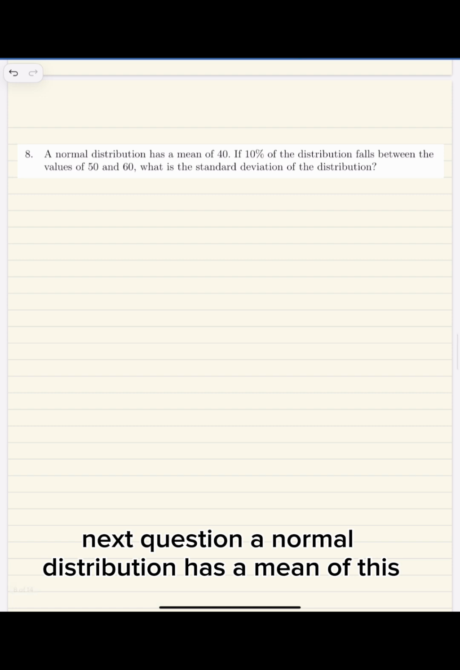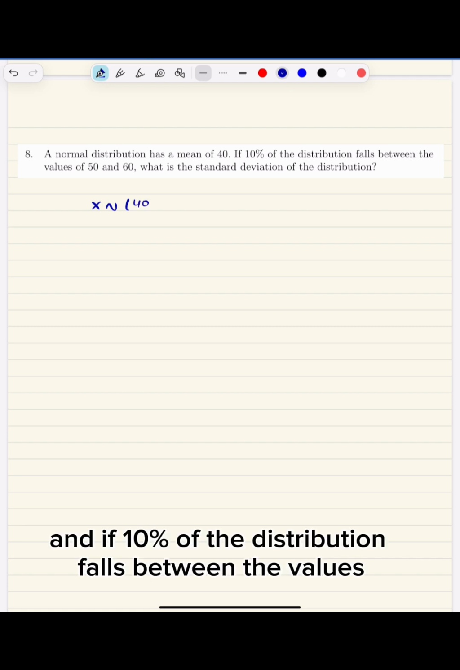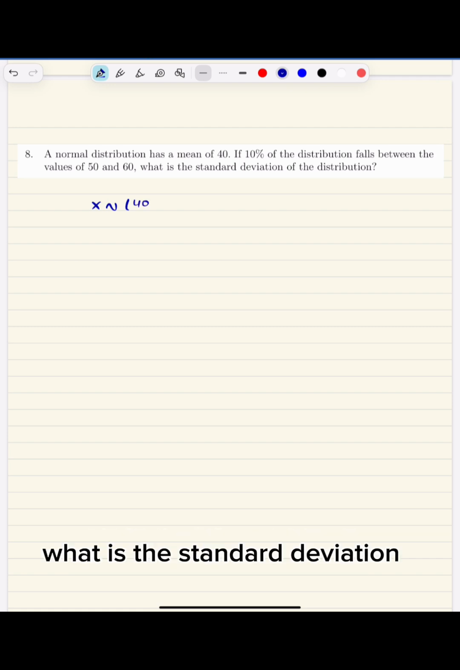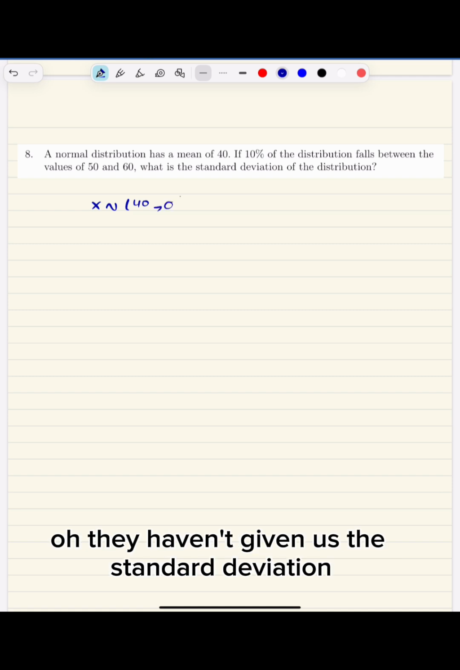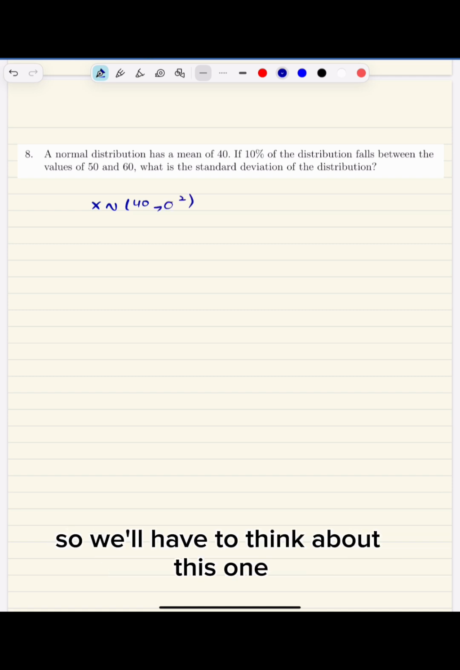A normal distribution has a mean of 40. And if 10% of the distribution falls between the values, what is the standard deviation? Oh, they haven't given us the standard deviation. That's unknown. Okay, so we'll have to think about this one.